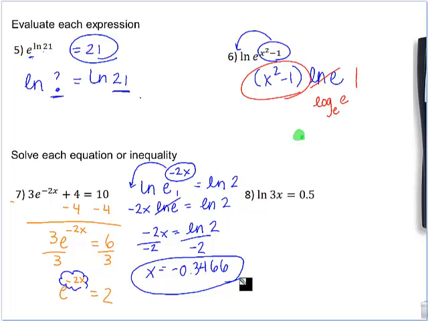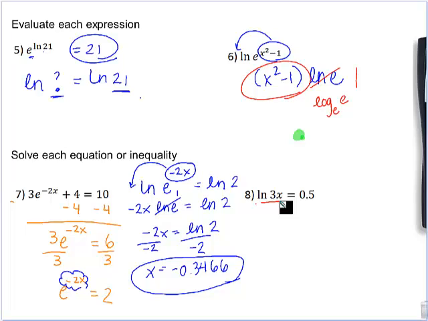Okay, equation number 8. We have the natural log of 3x is equal to 0.5. So once again, to solve these, we need to either get the natural log alone or the e alone. Currently, the natural log is already alone, so we're set.